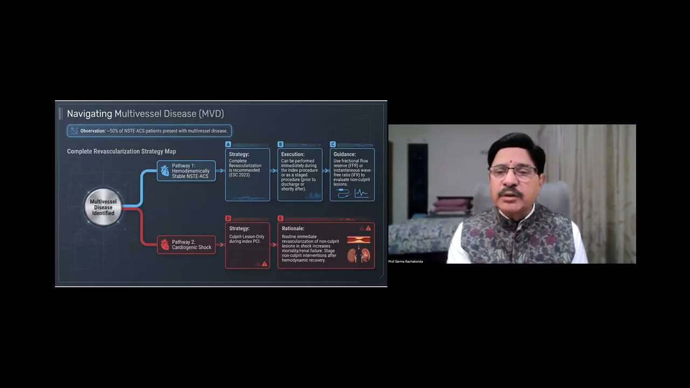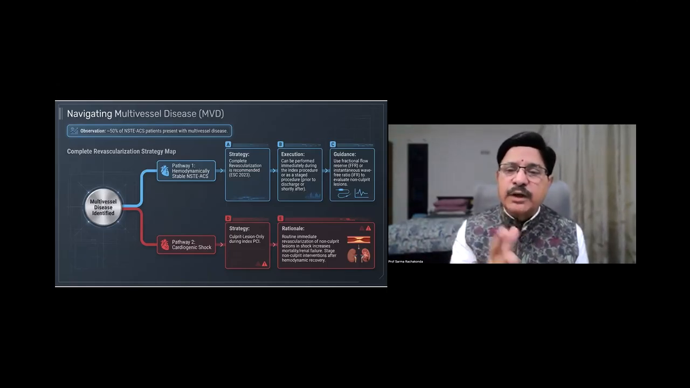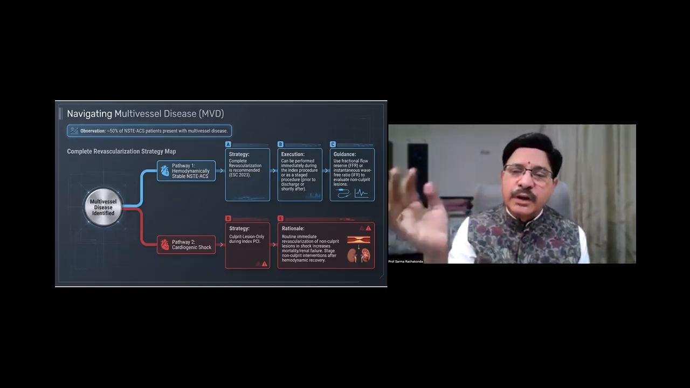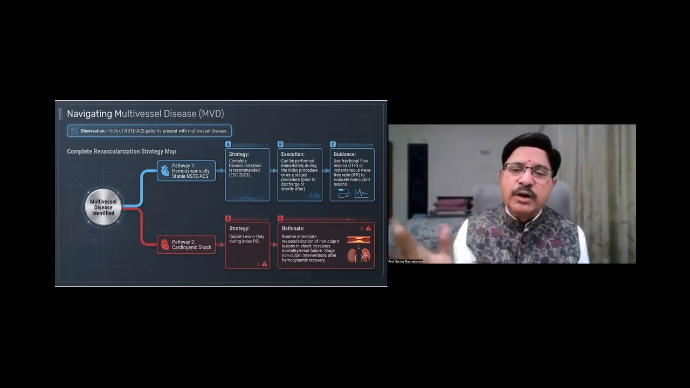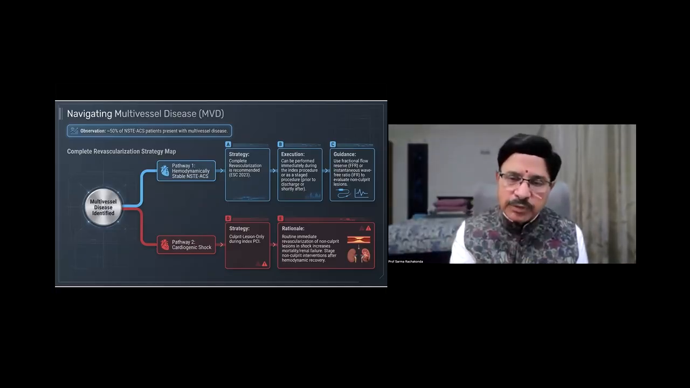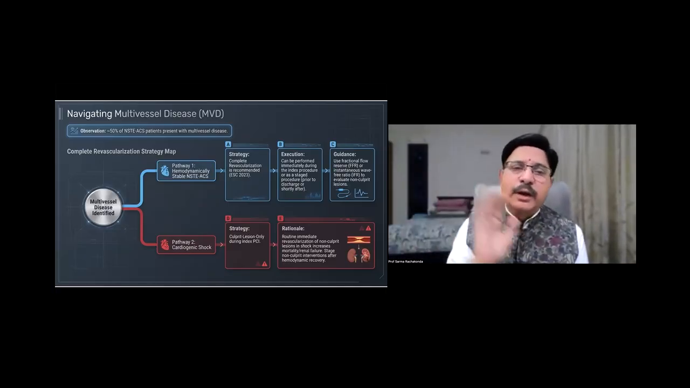Routine immediate revascularization of the non-culprit region in shock increases the mortality and renal failure. Stage non-culprit intervention after the hemodynamic recovery, after 1 week or 1 month. This is for the person with cardiogenic shock with multivessel disease. Do the culprit vessel and repair the remaining things later on.